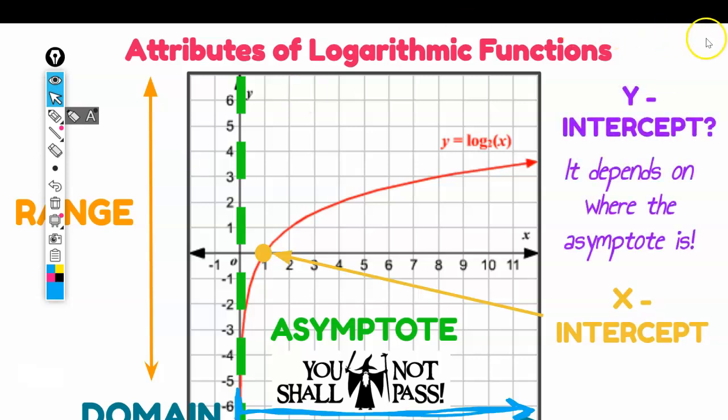Y-intercept will depend on where the asymptote is. If it's right here on the y-axis, it doesn't cross the y-axis, so there would be no y-intercept. But if it moves to the left, or if it flips, it could cross the y-axis and that would result in a y-intercept. So please make sure that you're jotting some of this down so you have it to reference.